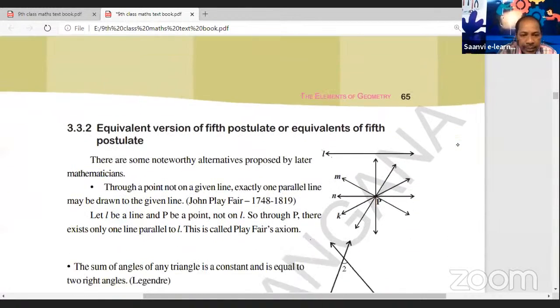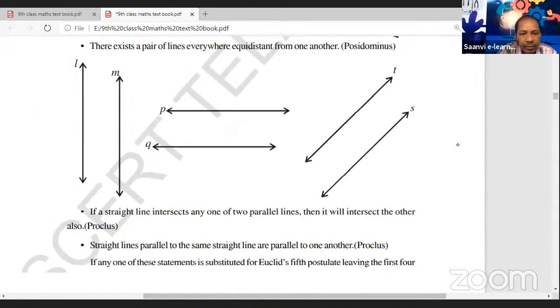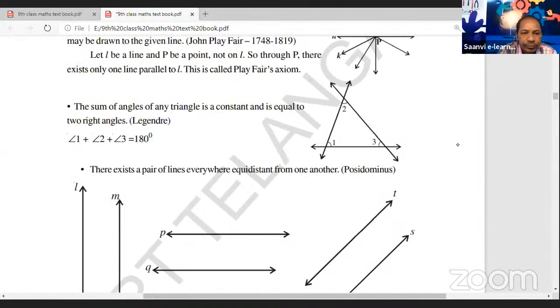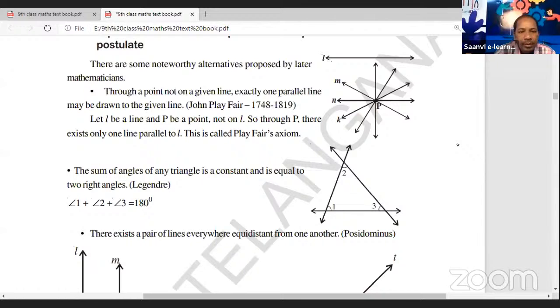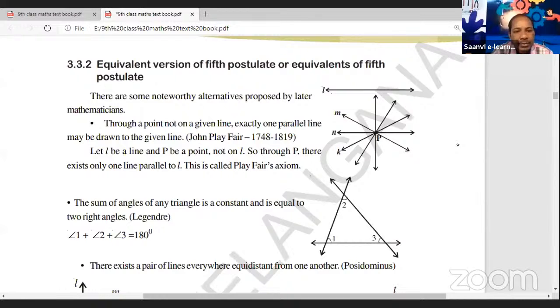So these are Euclid's postulates. 5 postulates are given. And along with them, some more points are given, some more postulates. Through a point not on a given line, exactly one parallel line may be drawn to the given line. Through the given point, we can draw so many lines.